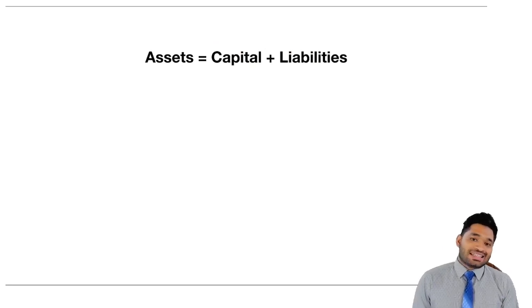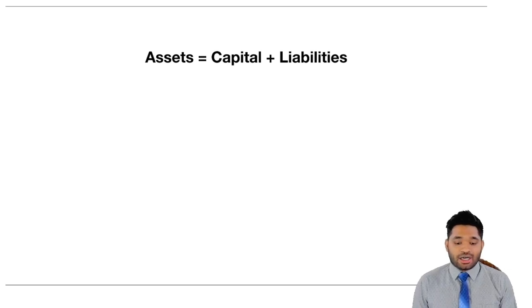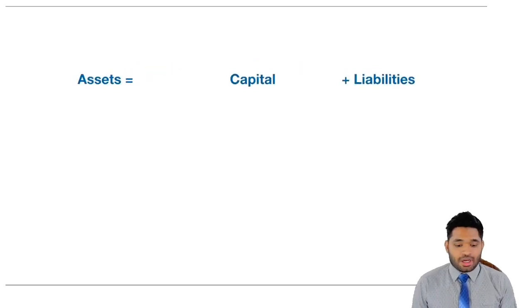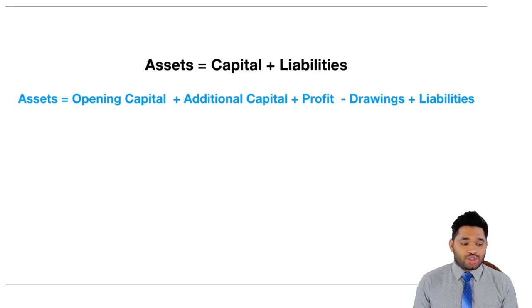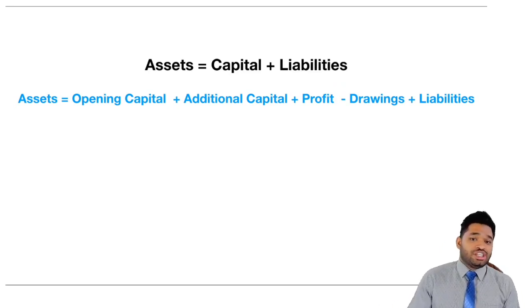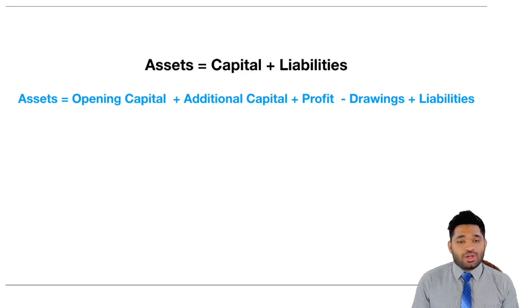Now the basic accounting equation is again extended. Now this extension begins with the breakdown of capital. Now when you look at the organization's capital, you have the opening capital, which is the capital that is introduced by the owners. And then you have your additional capital, which is the capital that is introduced later on after the initial investment by the owner.